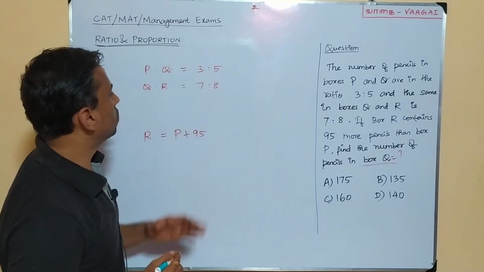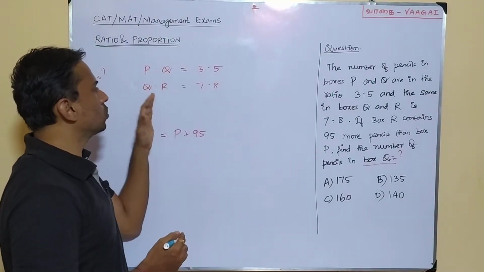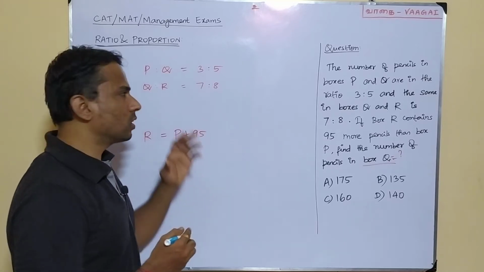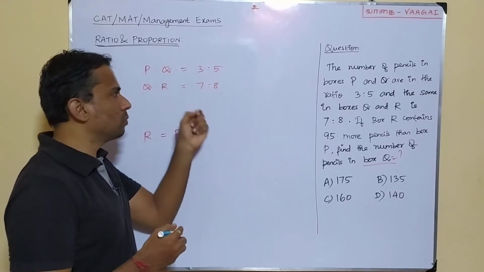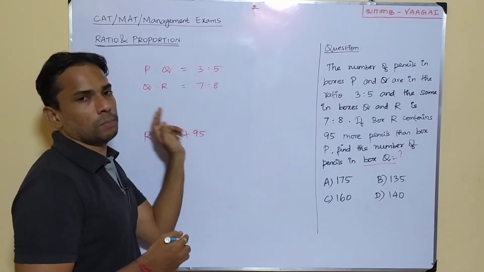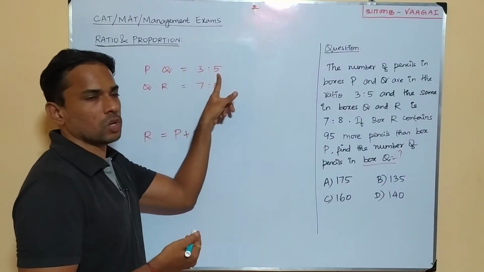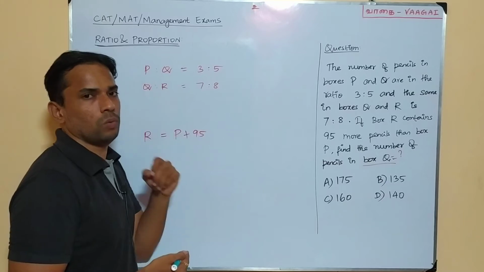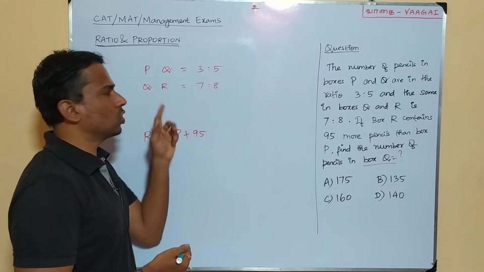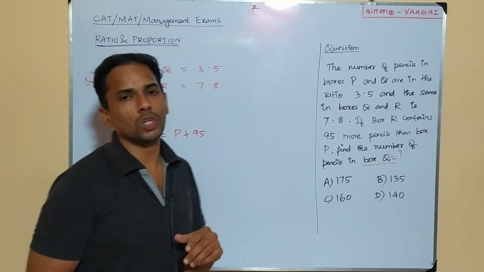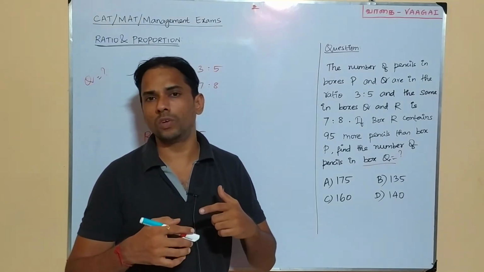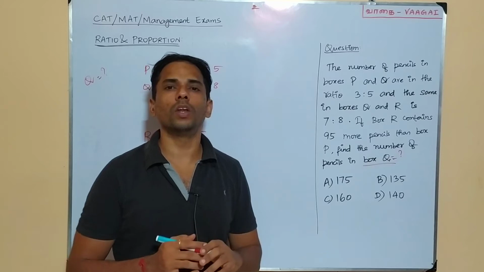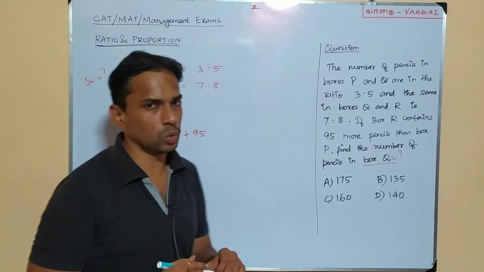Just see here, P:Q is 3:5 and Q:R is 7:8. First of all, let us see the quantities that we have for Q. The terms we have are two different numbers. In the first ratio we have 5 in the place of Q, and in the second ratio we have 7 in the place of Q. That means we can't directly merge the two ratios. We'll have to make the two numbers the same. Then only will we be able to merge the two ratios easily.